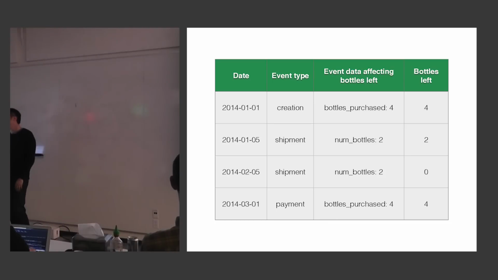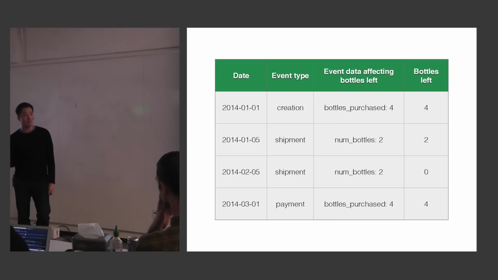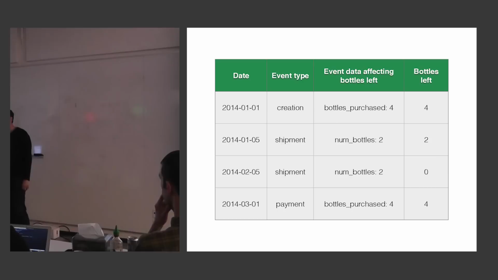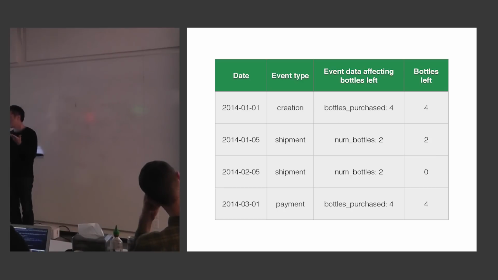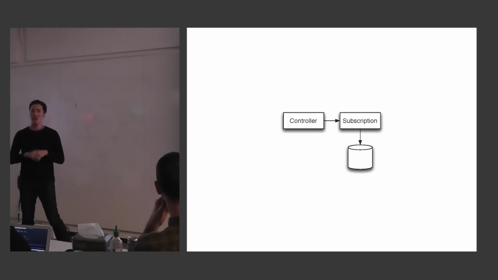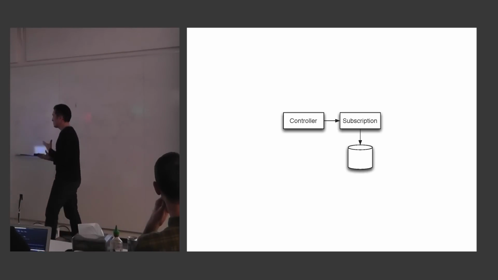January 1st, 4 days later, we sent them 2 bottles, now they have 2 bottles left. Another month later, we sent them another 2 bottles. Now they have 0 bottles left. And then based on our recurring billing logic, on March 1st, they made another payment for 4 bottles, and we're back up to 4. So that's nice. But what really was powerful for me is the idea of actually getting some decoupling and saving some debugging pain.